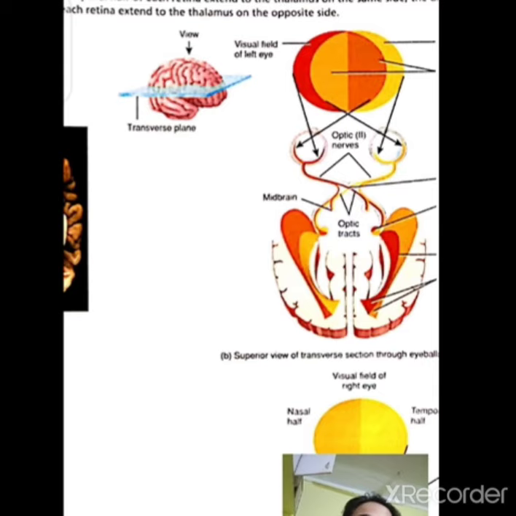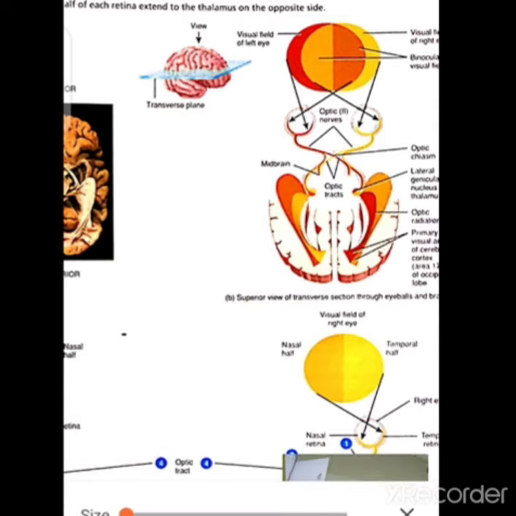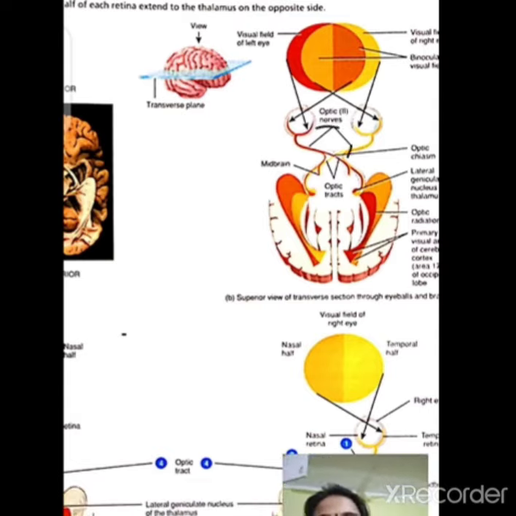Some axons... you can see this is the optic nerve. This is the optic chiasma, where the crossover of the optic nerves happens. It is called the optic chiasma, a crossing point of the optic nerves. The right nerve will cross towards the left brain, and the left nerve will cross over to give the signals to the right brain.